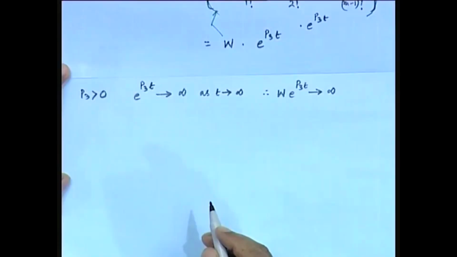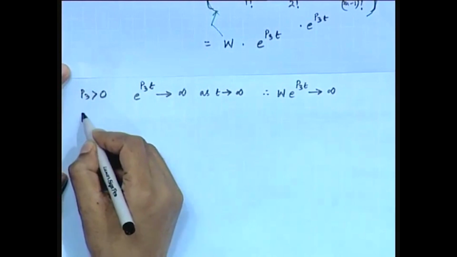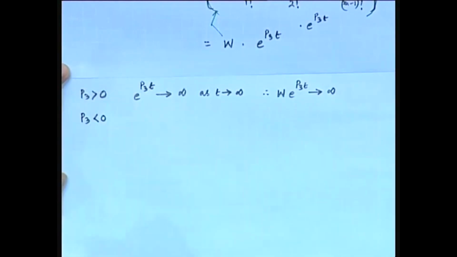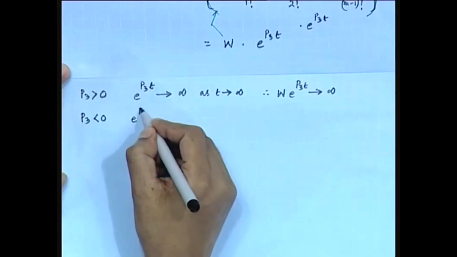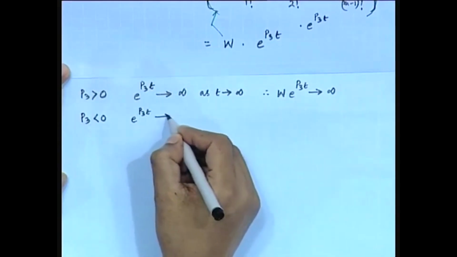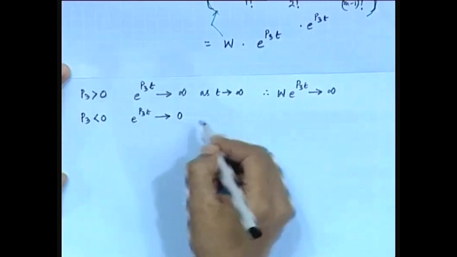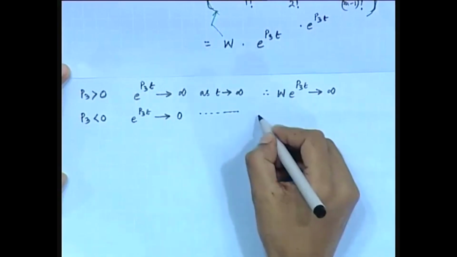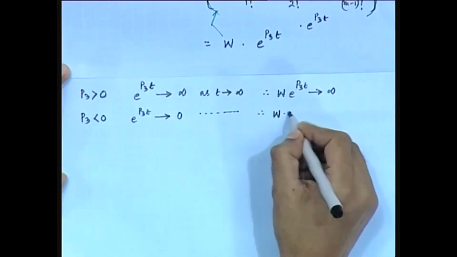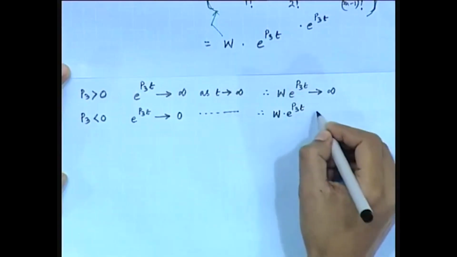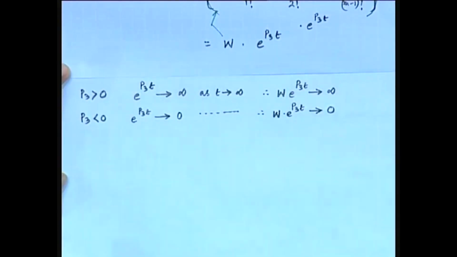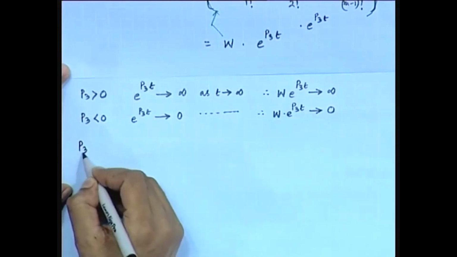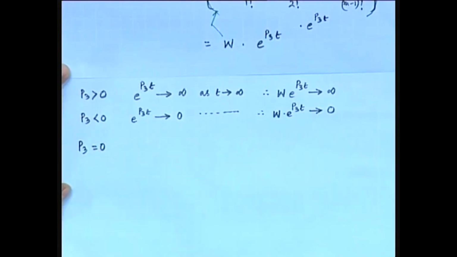In another case, we will consider P3 less than 0. Then exponential of P3 t tends to 0 as t tends to infinity. So, what about this W multiplied by exponential of P3 t? It will decay to 0, fine.